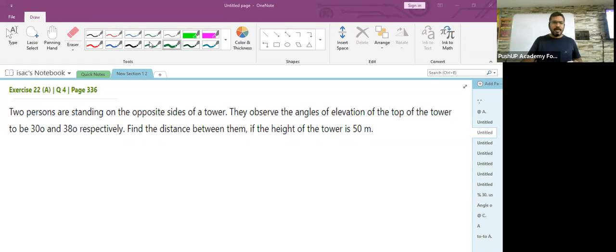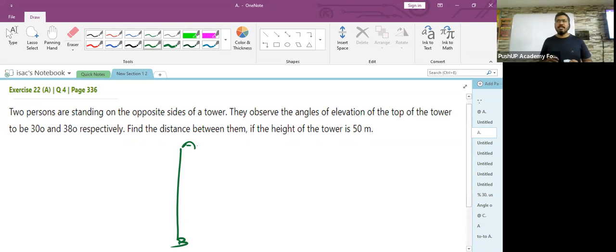So if I ask you to draw the diagram, I can consider AB as the tower, isn't it? I can consider AB as the tower. There is one person standing over here and another person standing over here. All right.